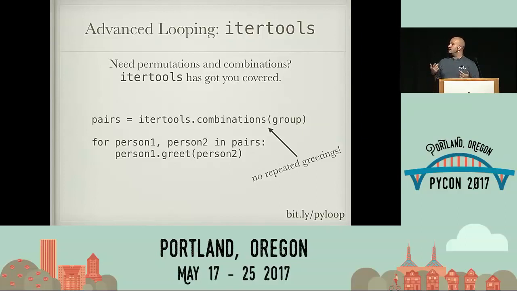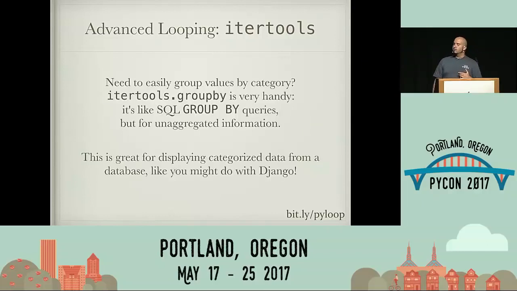Itertools has permutations and combinations support. So in this case, I can just say pairs equals itertools.combinations, and it will do all of that logic for me. Although, of course, if I'm dealing with antisocial people or people who really can't be in the same room as each other, I'll have to implement that separately, but that's another matter. There's also a really cool function called itertools.groupby, which is really handy for cases where you want to display lists of people with headings of the different sorts in that list.